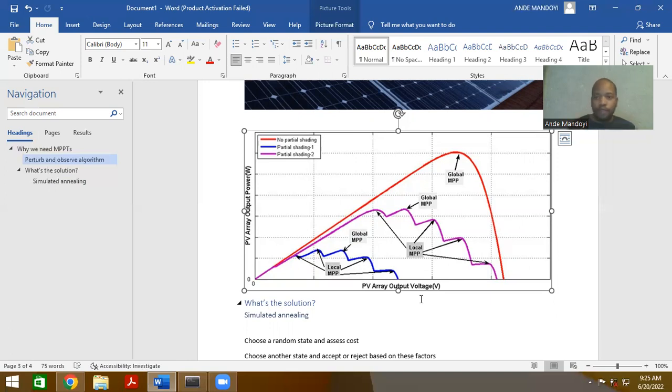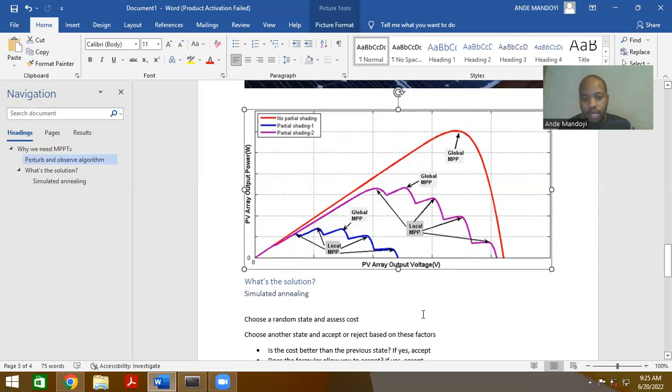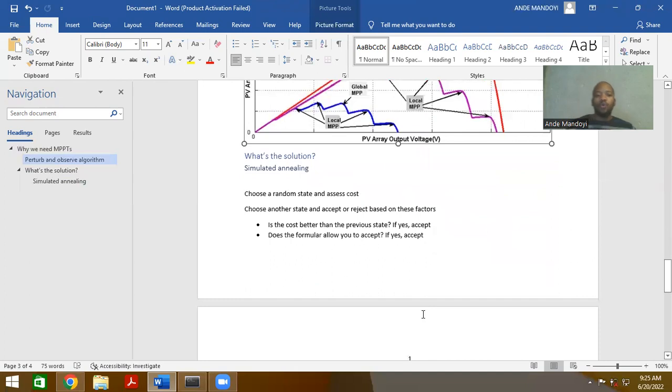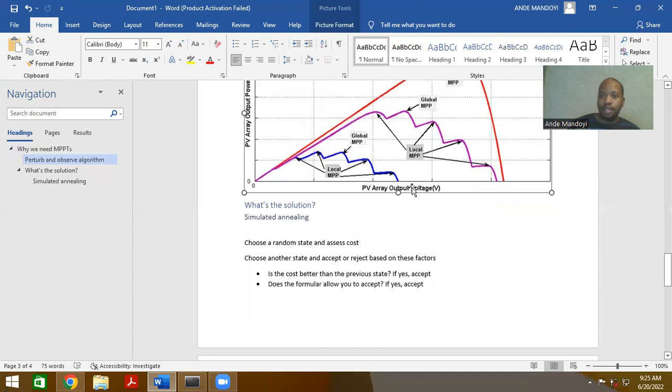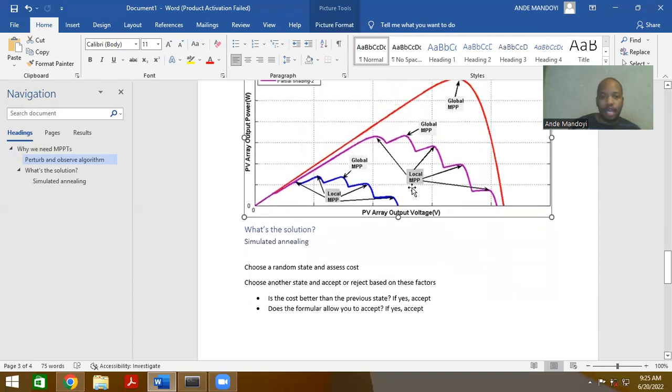A rule of thumb or a point of interest is that all maximization problems can be coded as minimization problems, right? I'll show you that in a bit, but let's focus on the topic at hand right now. So what simulated annealing does is it chooses a random state. In our case, a random state would be a random duty cycle between 0 and 1. Obviously, you can't choose a duty cycle that's greater than 1. So we choose a random state.